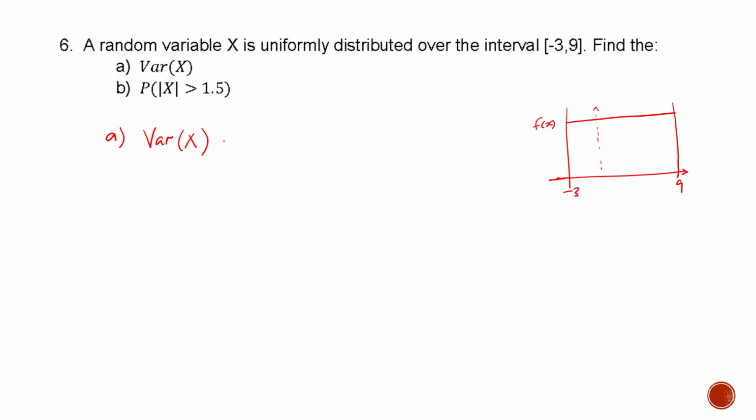Now the variance of a uniform distribution is given by the formula b minus a squared over 12. This is a known formula. It can be derived, but I'm not going to get into that. b minus a squared divided by 12. Now, let me just represent this.